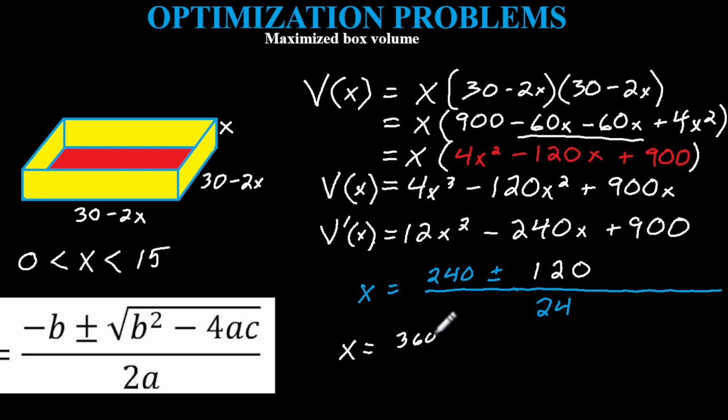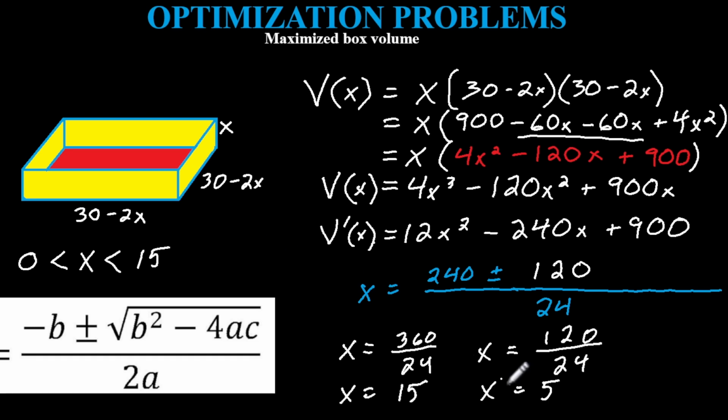360 divided by 24 when we add. And the other would be 120 divided by 24. So those two answers turn out to be x equals 15 and x equals 5.